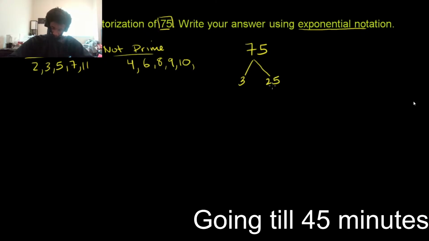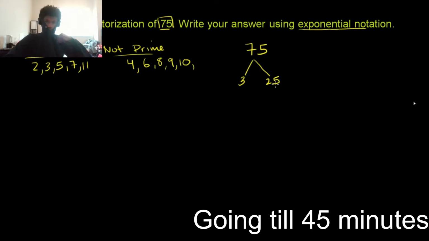Now, is 25 divisible by 2? You can give up on 2. If 75 wasn't divisible by 2, 25 is not going to be divisible by 2 either. But maybe 25 is divisible by 3 again. If you take the digits 2 plus 5, you get 7. 7 is not divisible by 3, so 25 will not be divisible by 3. So we keep moving up.